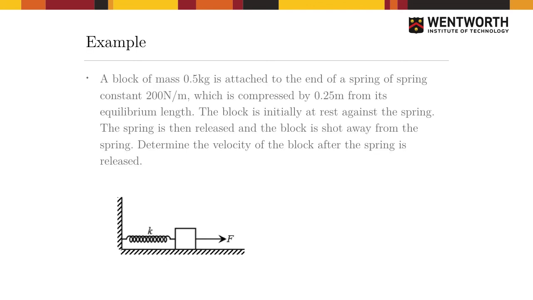A block of mass 0.5 kilograms is attached to the end of a spring of spring constant 200 newtons per meter, which is compressed by 0.25 meters from its equilibrium length. The block is initially at rest against the spring. The spring is then released and the block is shot away from the spring. Determine the velocity of the block after the spring is released.